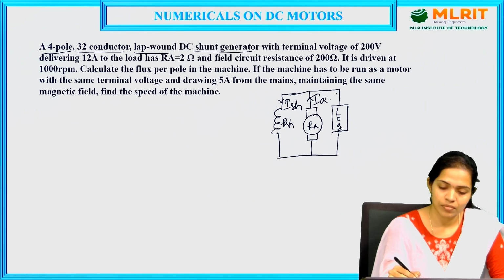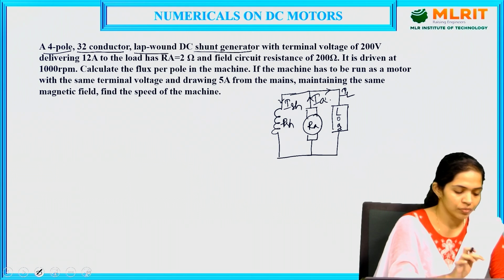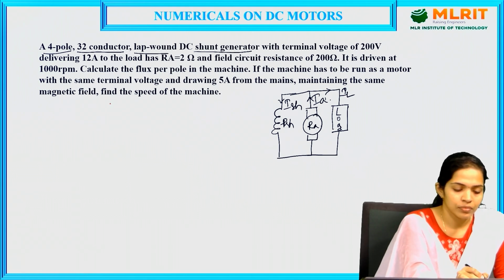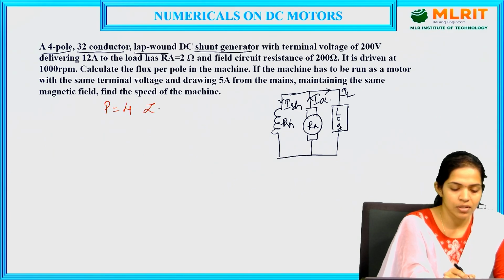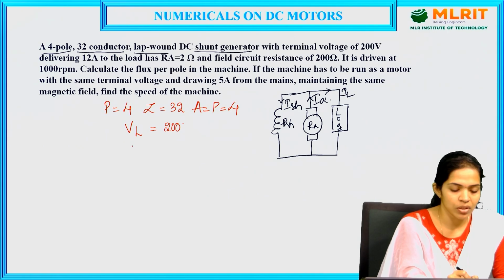Shunt current, and the load current, which is delivered by the armature. Number of poles 4, conductors 32. Lap wound machine, number of parallel paths is equal to the number of poles, which is again 4. The terminal voltage across the load is given as 200, delivering 12 amperes of current.